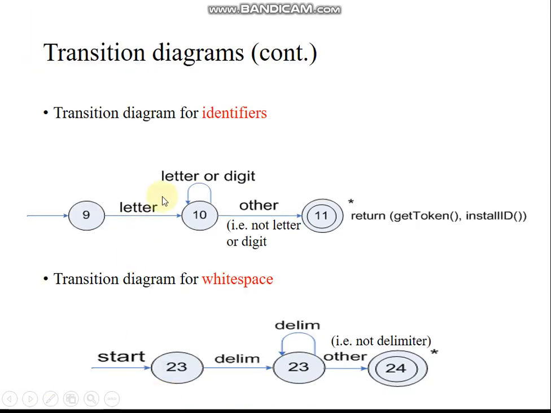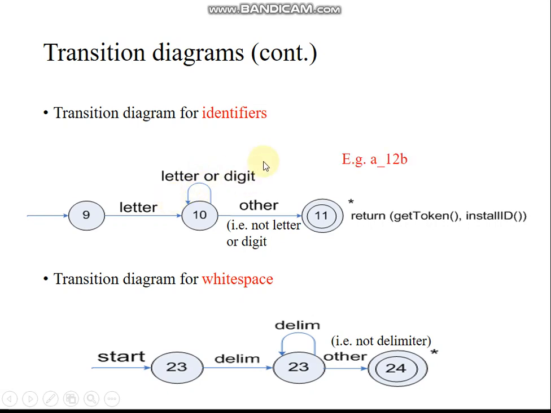And this provides the identifiers transition diagram. An identifier is a single letter, or a concatenation of a letter with any number of letters or digits.